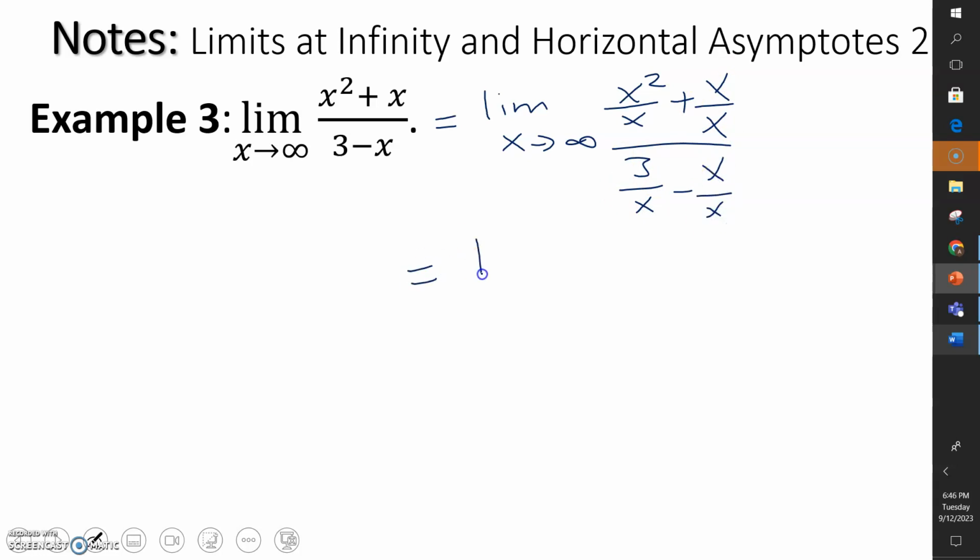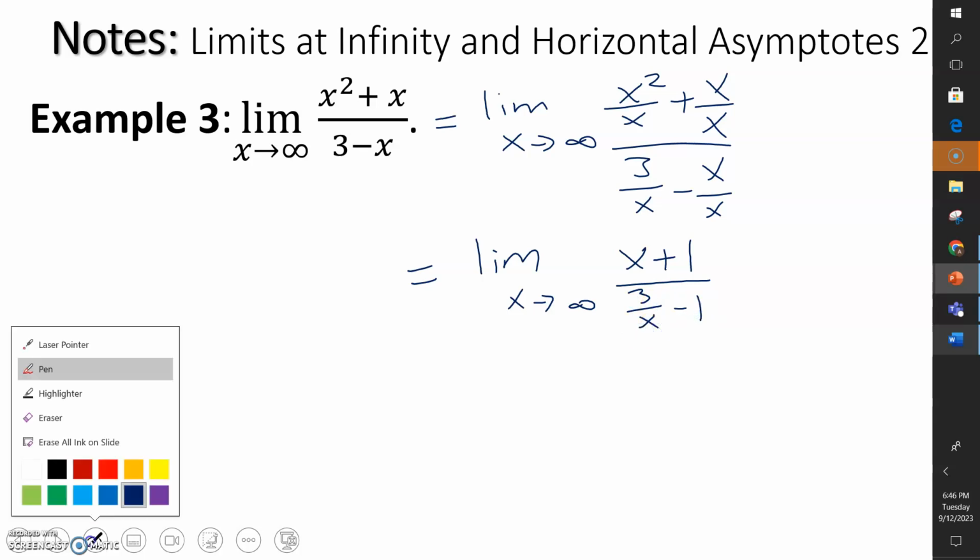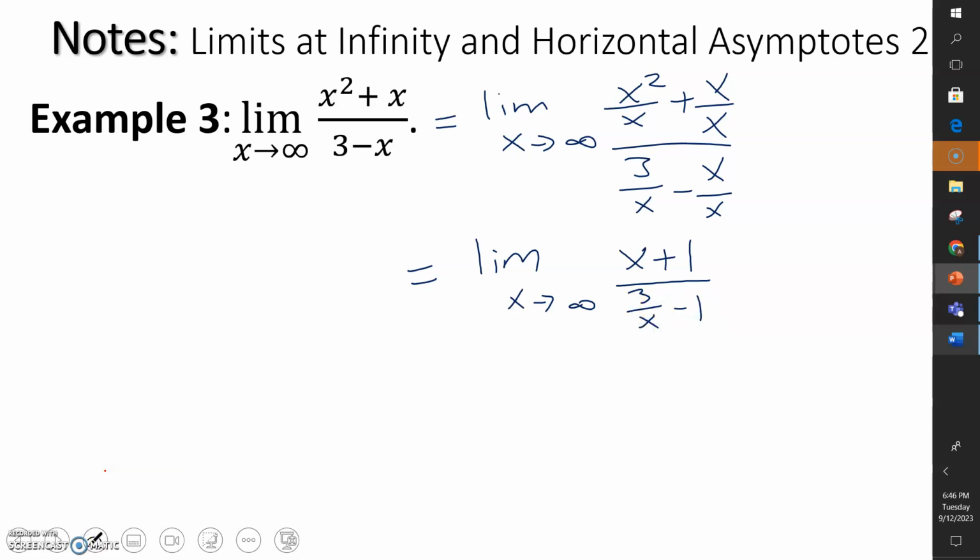And we note that this can be rewritten as the limit as x approaches infinity of x plus 1 over 3 over x minus 1. Using the rules we learned before, we know anytime I have a constant over x and we approach infinity, we get 0. So we know that this is mathematically equivalent to the limit as x approaches infinity of x plus 1 over negative 1. That is, this is the limit as x approaches infinity of negative x plus 1.